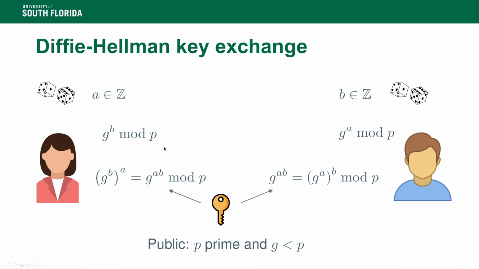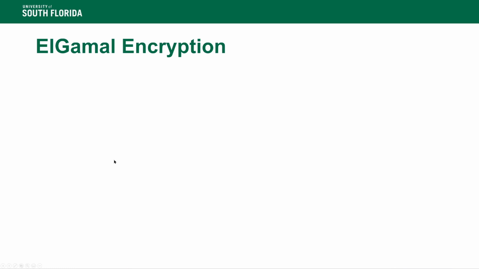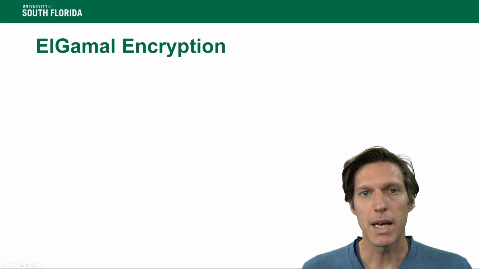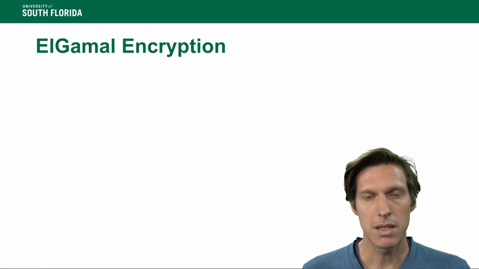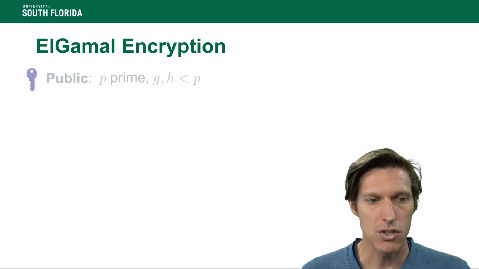Now, if the adversary were able to solve the discrete log problem, that means that from g to the b, they would recover b. And in this case, from b and g to the a, they would be able to retrieve the value of the key. But it is presumed difficult for them to do so without the possibility to solve the discrete log problem. Now, there is also a public key encryption scheme that leverages the same sort of general strategy, okay?